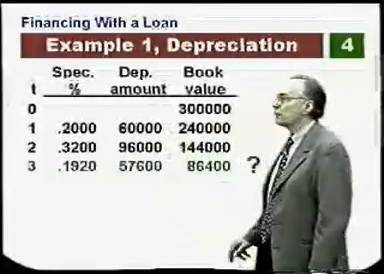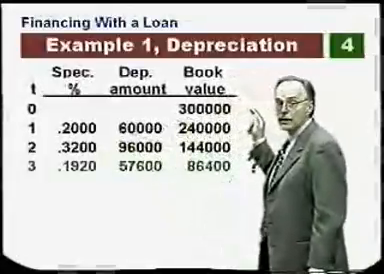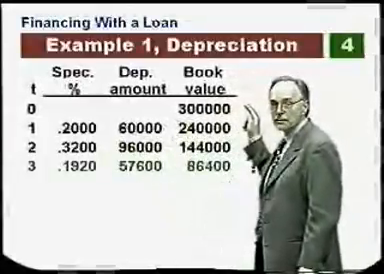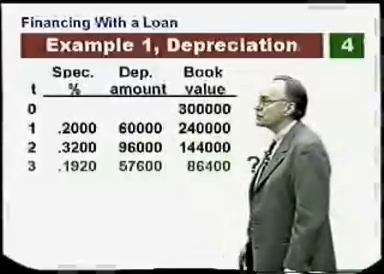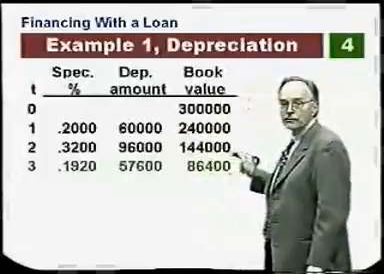In the second year, the specified percentage is 32%. We apply that to the $300,000, the original basis of the asset, to get our depreciation in year 2 of $96,000. That drops the book value to $144,000.